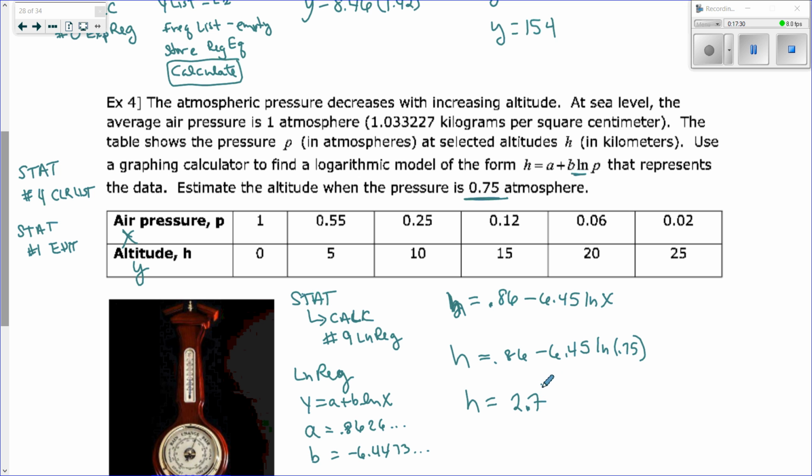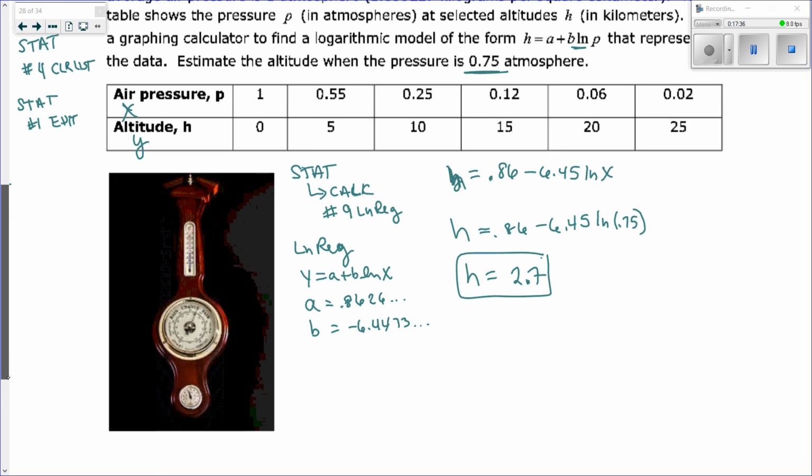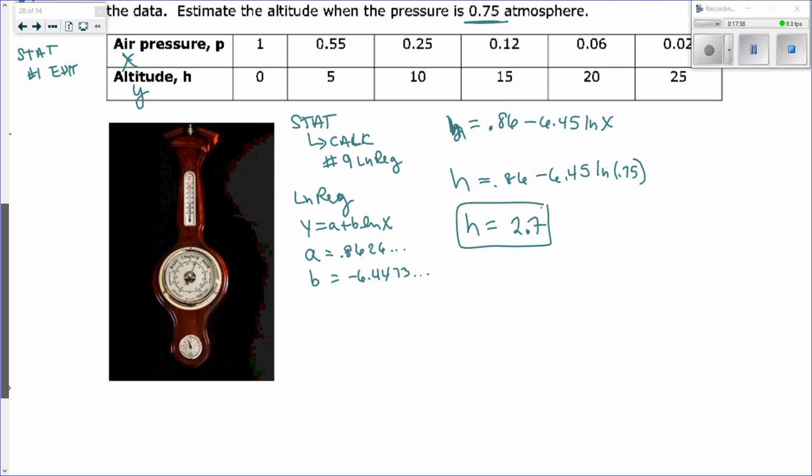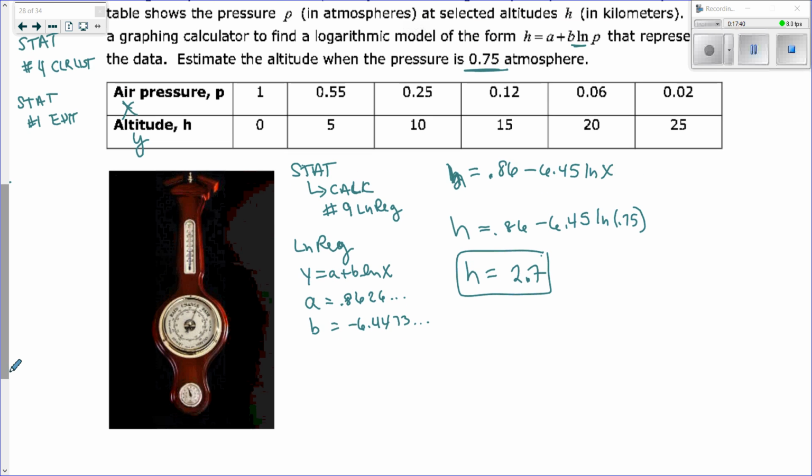So it's just a matter of taking your equation once you find the regression and substituting in an x value to help you find your answer. All right, that is it.